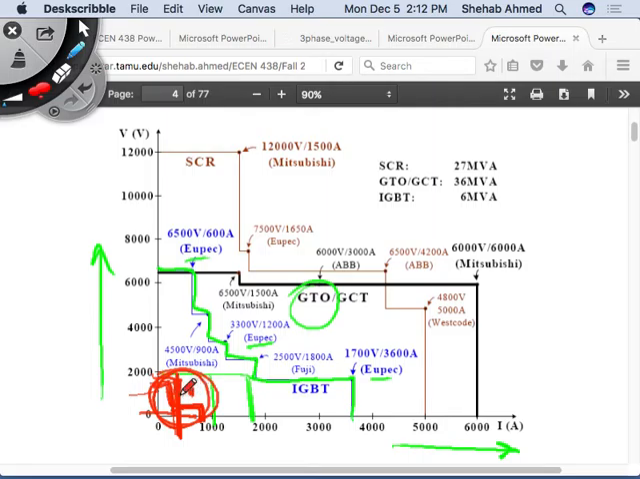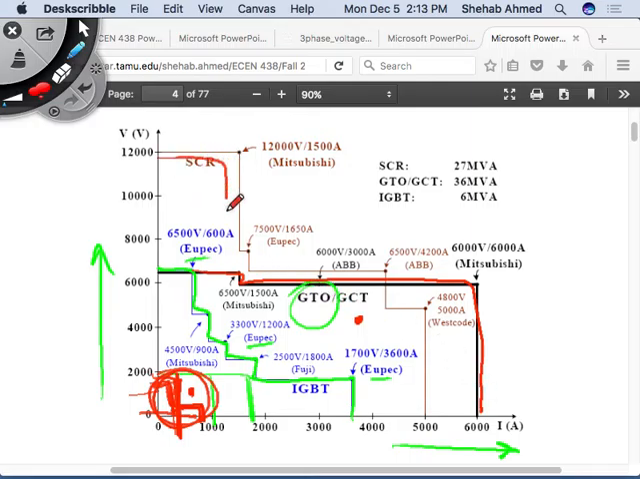Right, and MOSFETs are the fastest device. So if you want to create many pulses per cycle to improve your power quality, then you would love to use a MOSFET, but you can't. If you operate here, you're limited to what? You're limited to this black, the GTO, GCT type device.